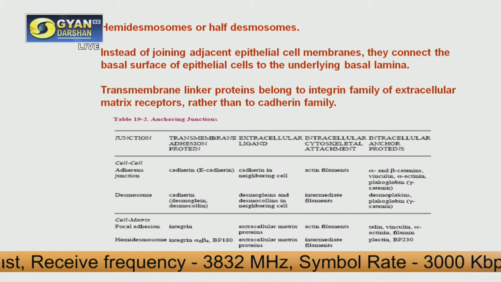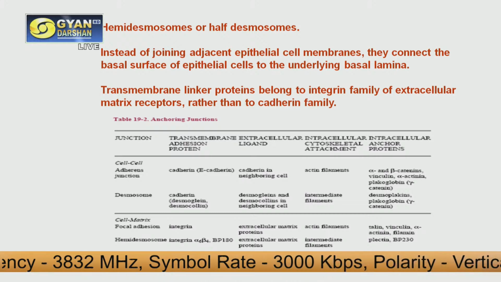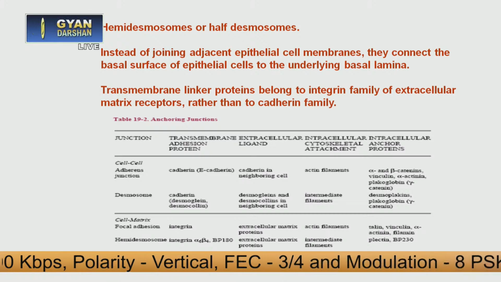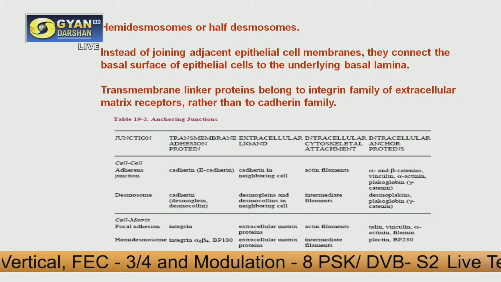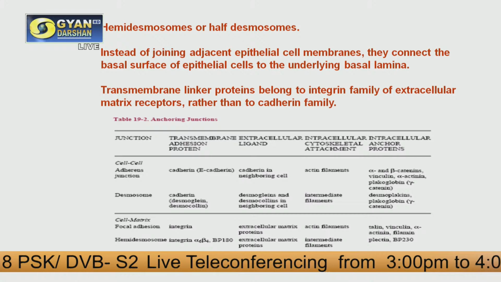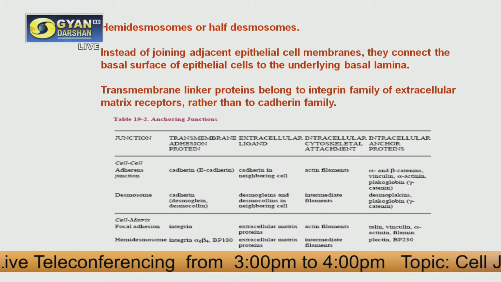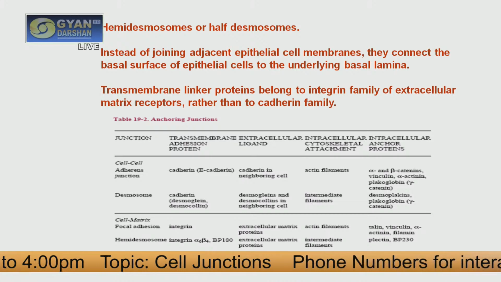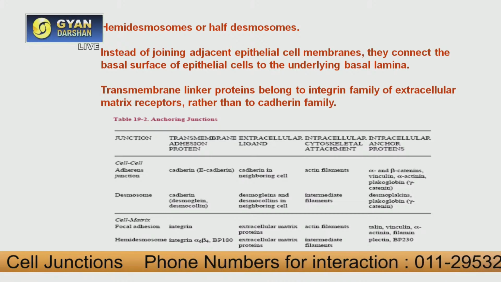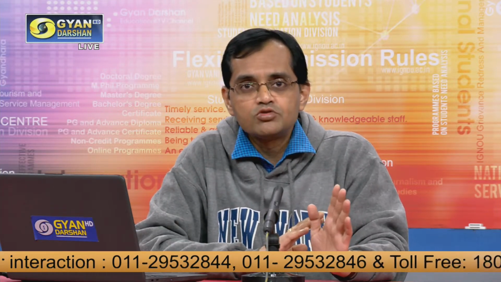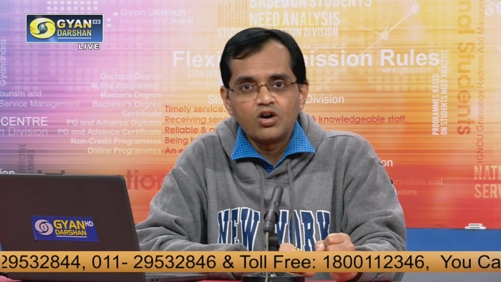So here also you will find several transmembrane linker proteins. These proteins are called integrins, which bind to the extracellular matrix. We will study the integrin protein a little bit when we study the extracellular matrix, and then we will study integrins in brief. But today we are not focusing on integrin proteins. So that is all about the structural components of the three different types of junctions.